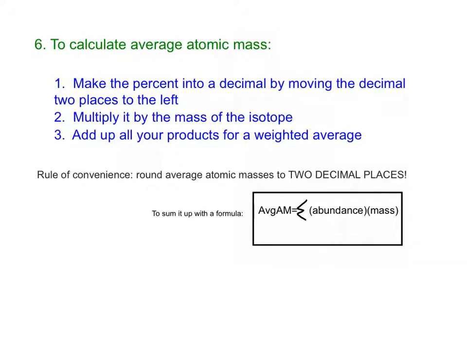We're going to have you calculate some average atomic masses of mystery elements. And the way you're going to do it is we'll give you an abundance in terms of percent. You will take that percent and you'll turn it into a decimal by dividing by 100 or moving the decimal 2 places to the left. You'll multiply it by the mass of the isotope that we tell you, and then you'll just add up all your products and you'll get a weighted average. Anytime you calculate average atomic mass, always give it out to 2 decimal places.